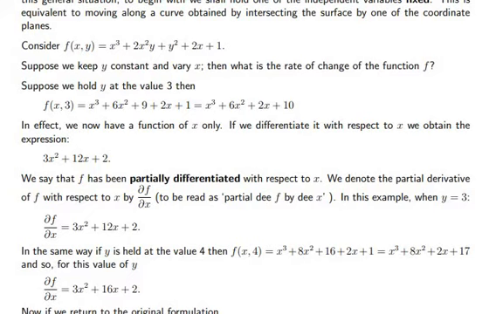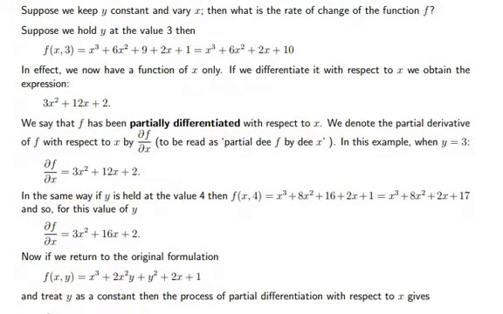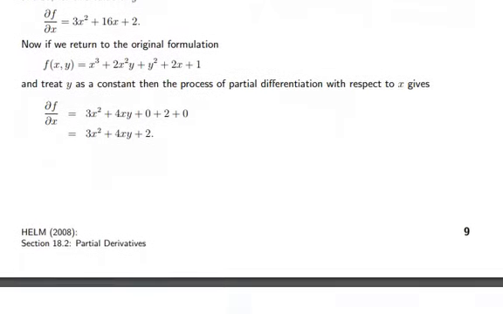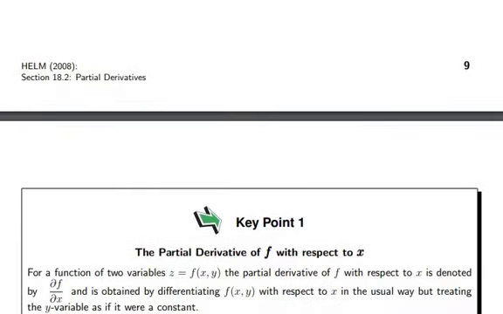Now, if we return to the original formulation, f of x, y equals x cube plus 2x squared plus y squared plus 2x plus 1, and treat y as constant, then partial differentiation with respect to x gives del f by del x equals 3x squared plus 4x plus 0 plus 2 plus 0. We are simply differentiating with respect to x. So we find 3x squared plus 4x plus 2.